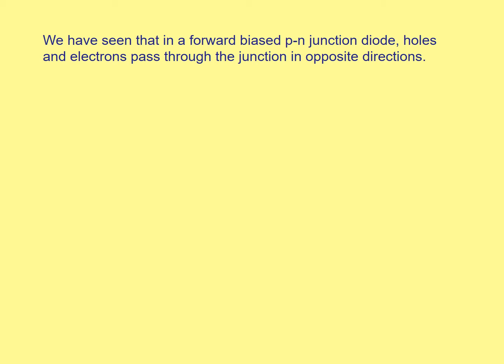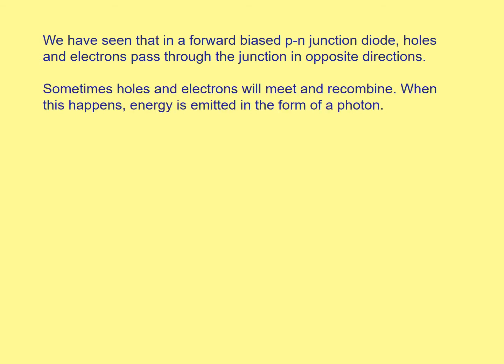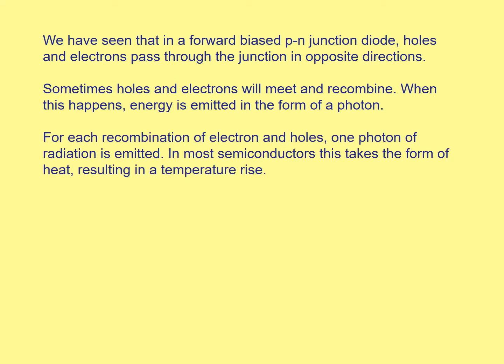We've seen that in a forward bias PN junction diode, holes and electrons pass through the junction in opposite directions. Now, as that happens, sometimes the holes and the electrons will meet and recombine. And when this happens, energy is emitted in the form of a photon. That happens in the LED. In a regular diode, it would be emitted as another form of radiation, for example, heat. For each recombination of electron and holes, one photon of radiation is emitted.